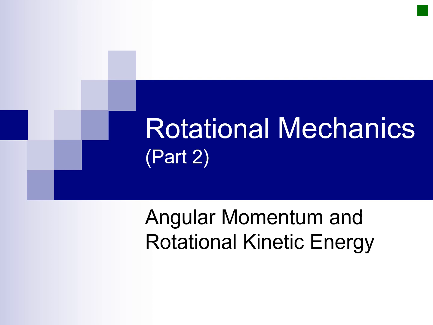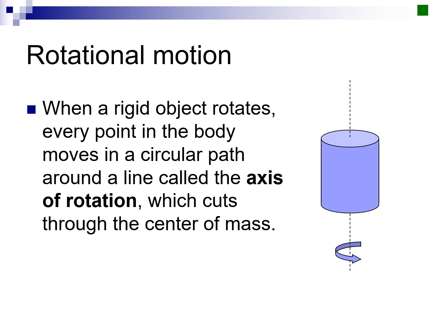In this section, we are going to learn about rotational kinematics, angular momentum, and rotational kinetic energy. When a rigid object rotates, every point in the body moves in a circular path around a line called the axis of rotation, which cuts through the center of mass.